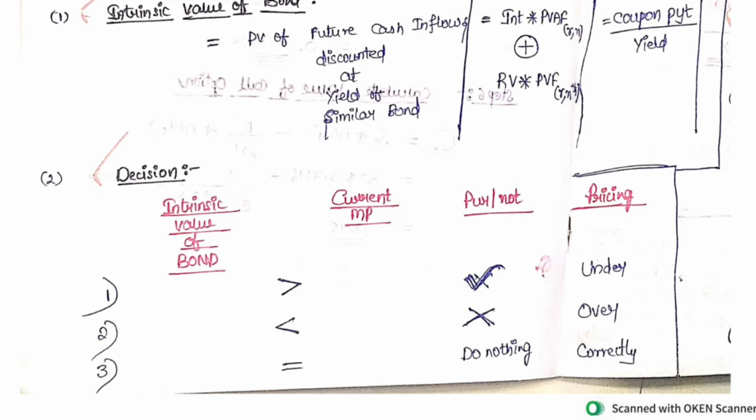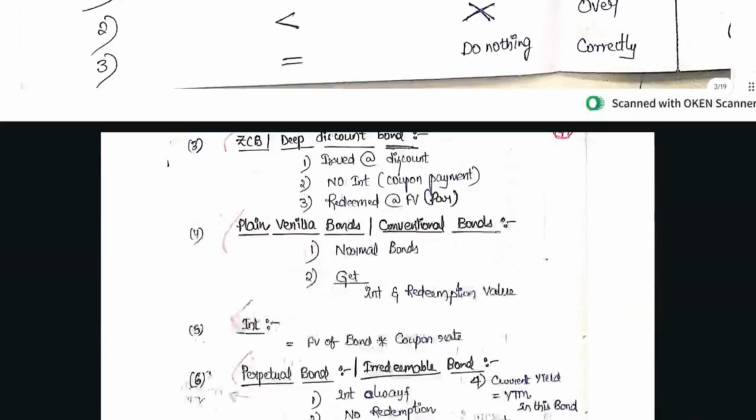If intrinsic value of the bond is greater than current market price, the bond is underpriced, purchase it. If the intrinsic value of the bond is less than current market price, the bond is overpriced, do not purchase. If intrinsic value of the bond equals current market price, the bond is correctly priced, do nothing.